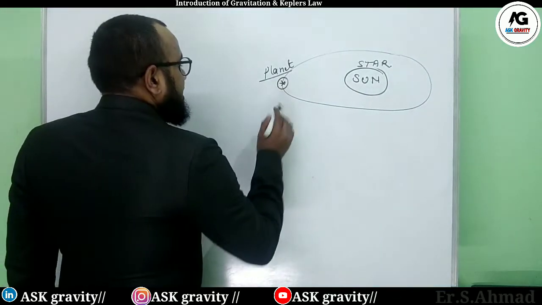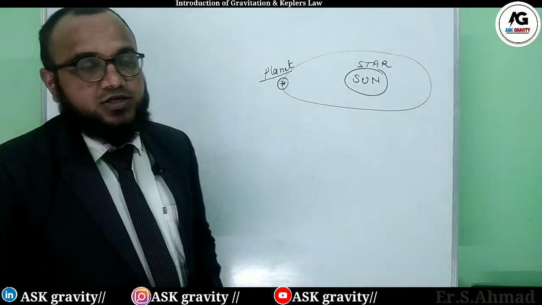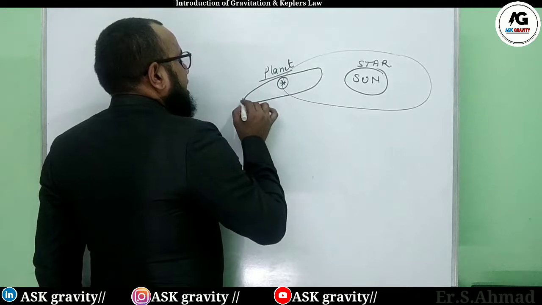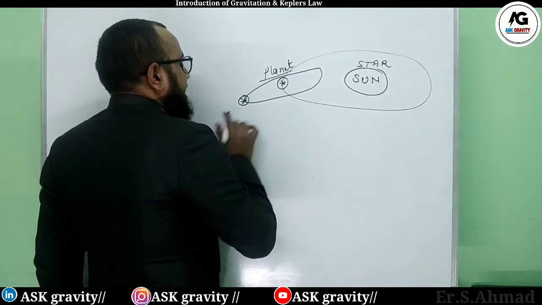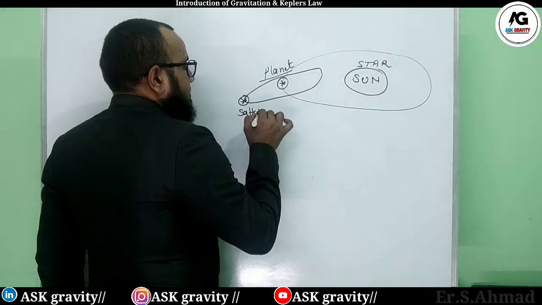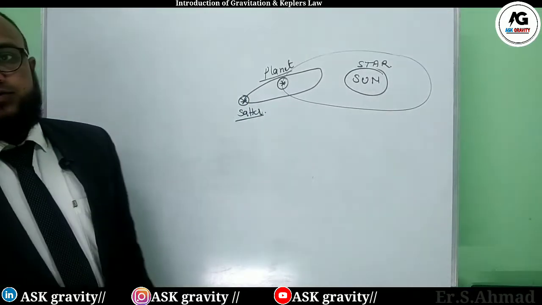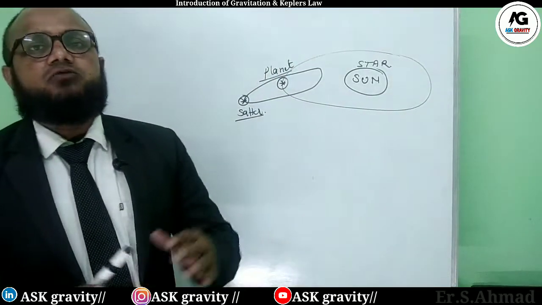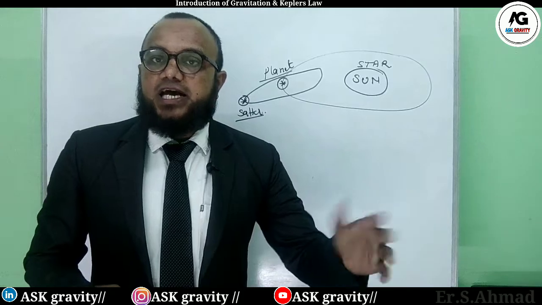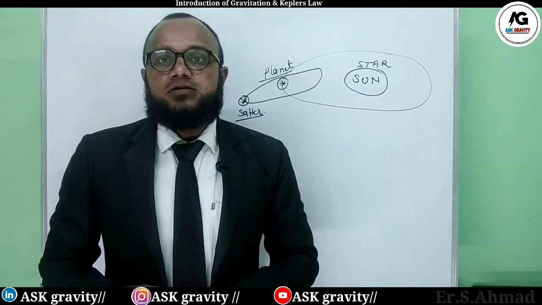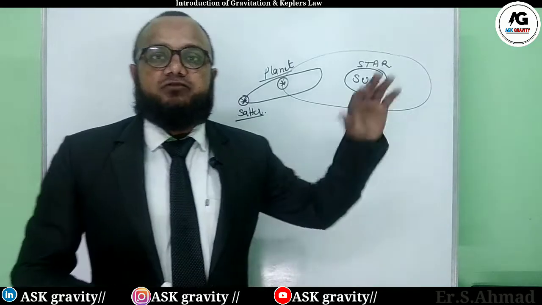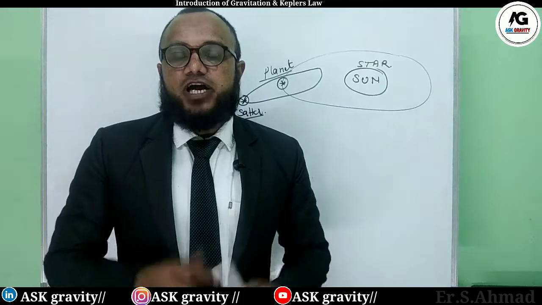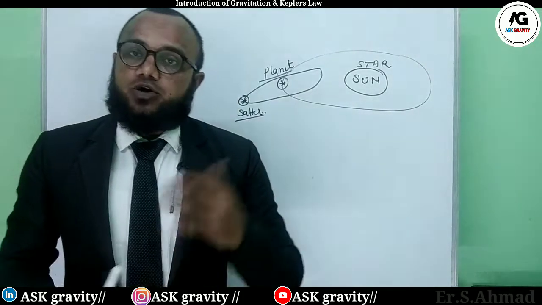And remember what a planet is and what a satellite is. Satellites are those objects which revolve around a planet. Before going further, we have to differentiate between stars, planets and satellites. Planets are those objects which revolve around the sun, and satellites are those objects which revolve around a planet.